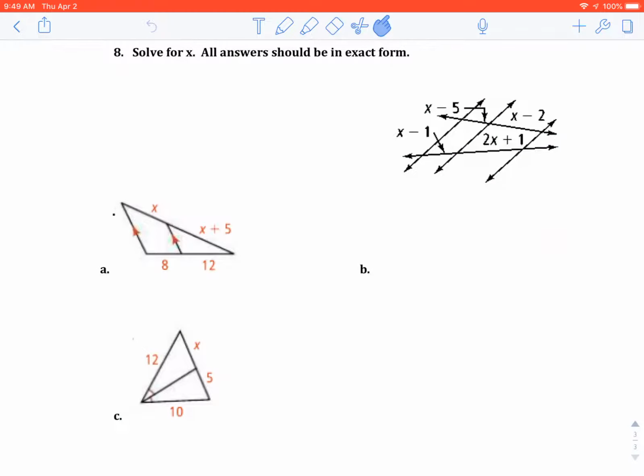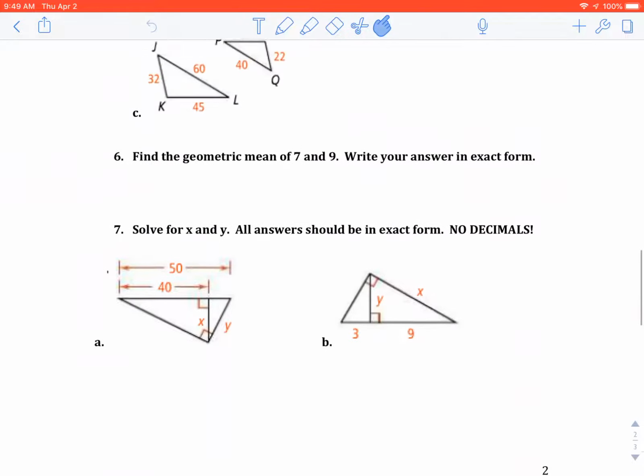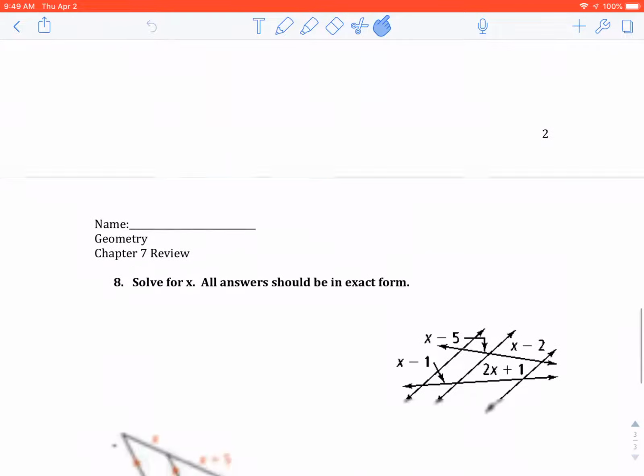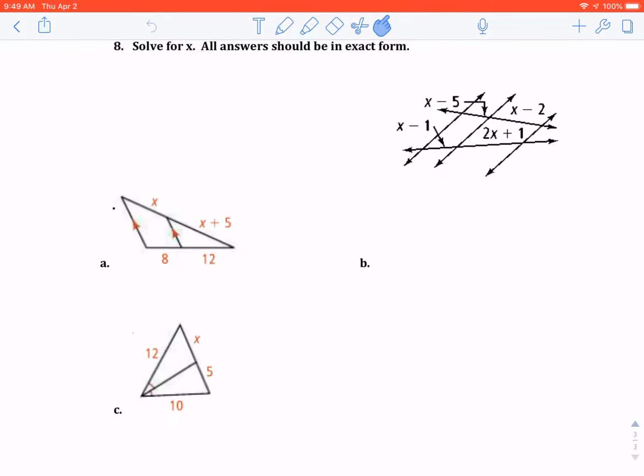All right, so I realized that I posted yesterday instead of number 8, I posted number 7. And I was supposed to do 8, A and B. So I'm going to put those videos up right now. So I apologize for that.